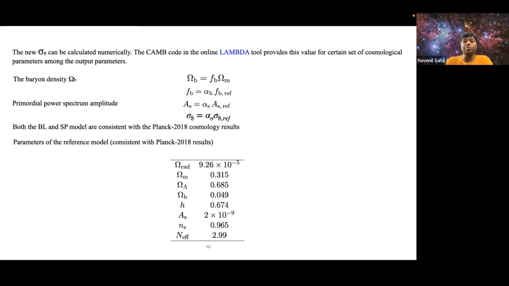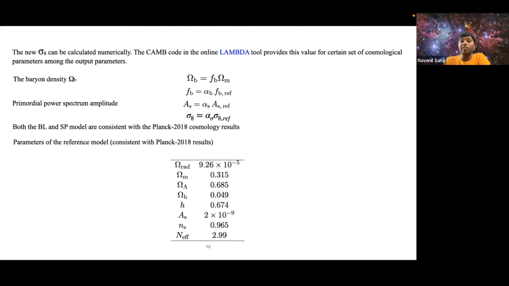After this, we take into account another parameter, sigma 8, which can be calculated numerically using the CMB code in the online Lambda tool provided. We get the expression for the baryon density omega b as Fb times the omega matter density, where Fb is given as alpha b times Fb reference. The primordial power spectrum amplitude is given as capital As equals alpha As times As reference. And the sigma 8 parameter is given as alpha sigma 8 times sigma 8 reference.